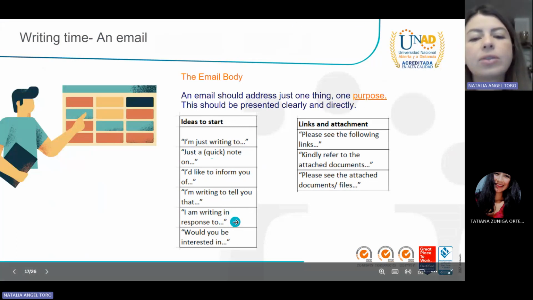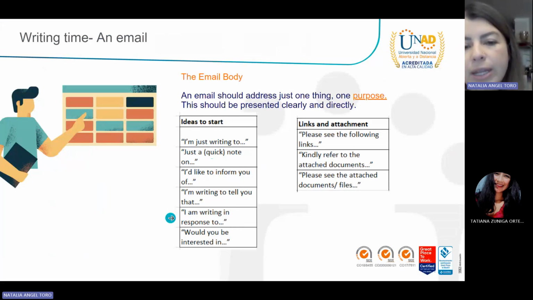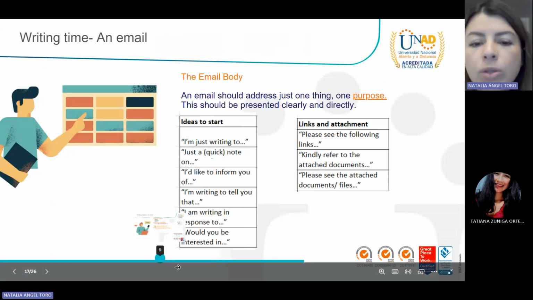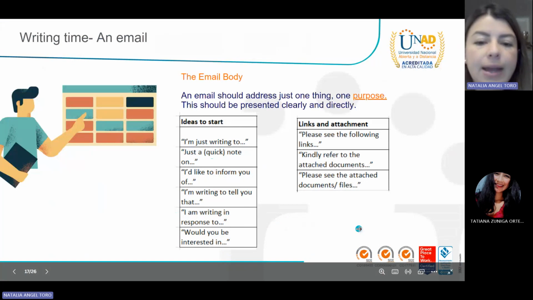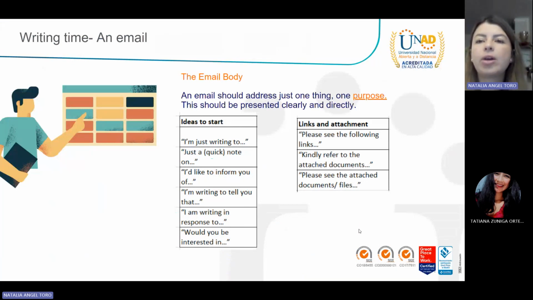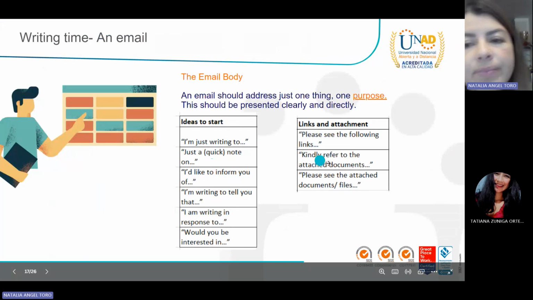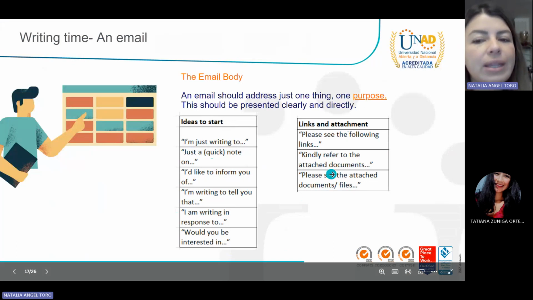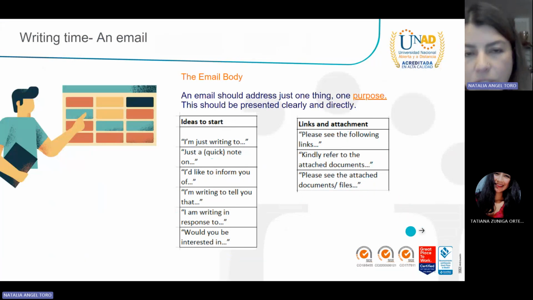I'm writing to tell you that, I'm writing in response to, fíjate que eso es para responder si ya hemos recibido un correo previo. O le podemos preguntar, will you be interested in, ¿estás interesado? Will you be interested in developing the teacher employee? ¿Sí? Desarrollar el empleo de docente. And if we are attaching something, so we have some links and attachments. Entonces, por ejemplo, si vamos a anexar algo, ¿cierto? O a enviar un link. Entonces, please see the following links. Kindly refer to the attached documents, or please see the attached documents.